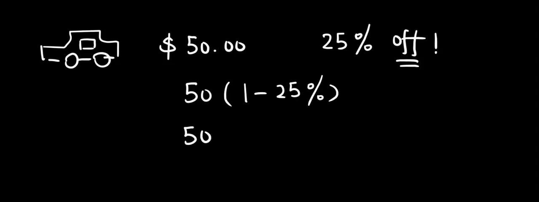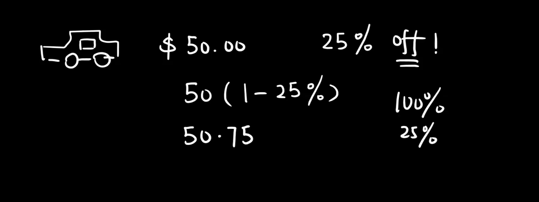Or you can say, I already know what 1 minus 25% is. 1 is 100%, correct? What is 100% minus 25%? That's 75%. So the mathematical thought is always original price times: you can either use 1 minus the nice generous percentage off, or you times the percentage you're supposed to pay.